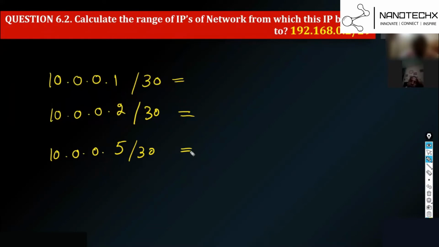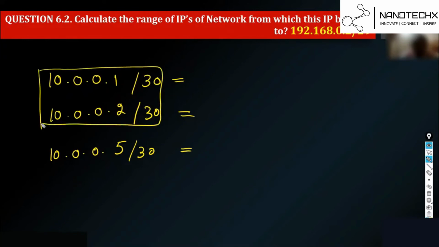Yes, that one is different. This is what I want to clarify with you. Both of them belong to the same network, but this one belongs to a different network. The first two, if you calculate the range, this is why we calculate the range, so that we can know who belongs to where.